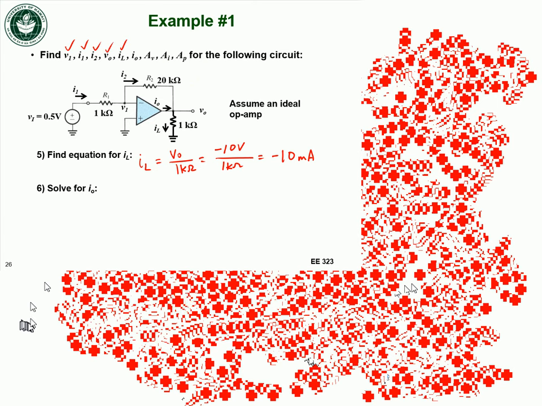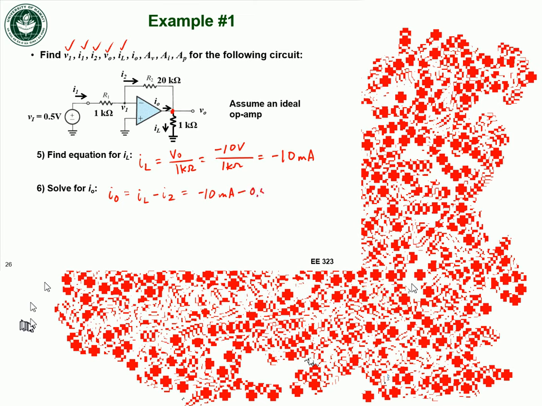Then what is I0, which is the current that's coming out of the op-amp? We're going to do a KCL at this point. I0 is equal to IL minus I2, which is equal to negative 10 milliamps minus half a milliamp. So negative 10.5 milliamps.